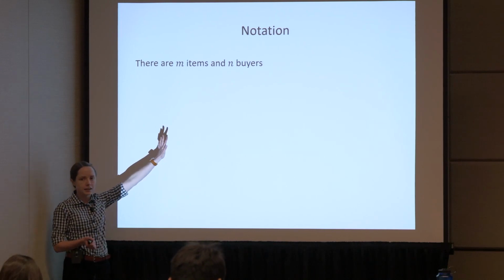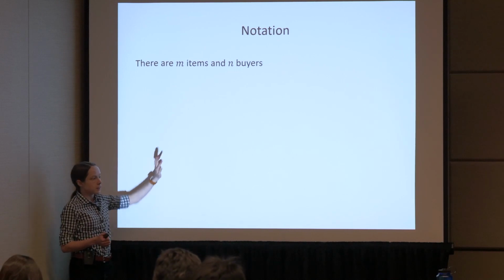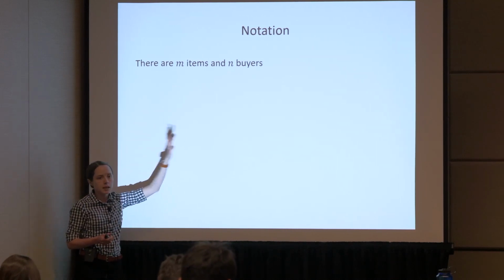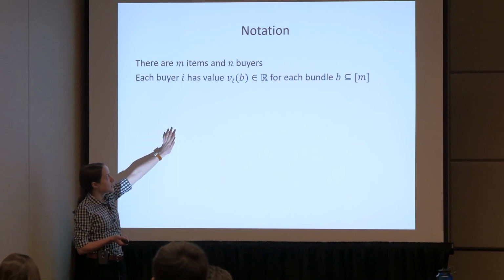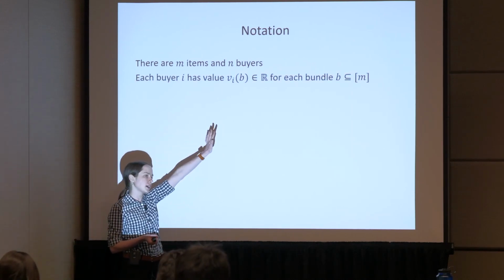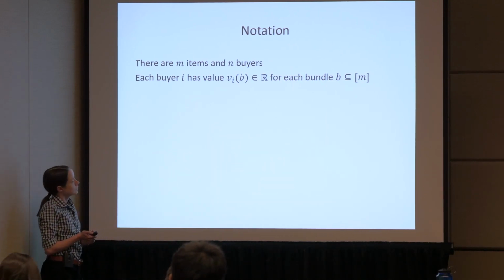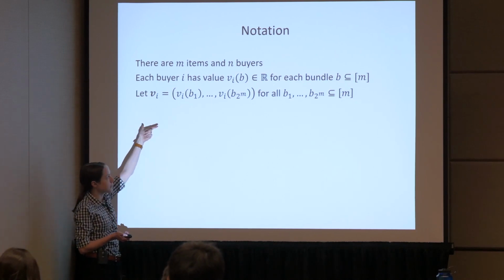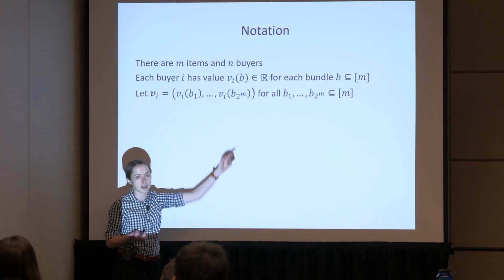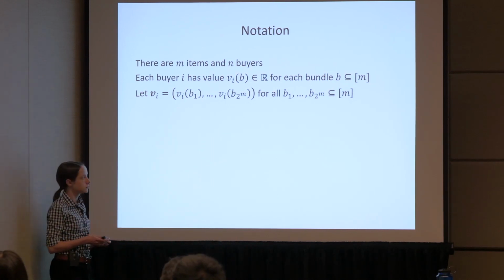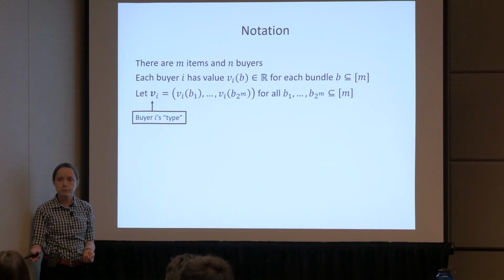So now I'm just going to set a little bit of notation. Throughout this tutorial, we're going to be talking about settings where there are M items and N buyers. Each buyer i is going to have a value, vi of b, for every bundle of items. And we're going to use this vector notation, vi, to denote bidder i's value for all 2 to the M bundles of items. We might also refer to this as the buyer's type.